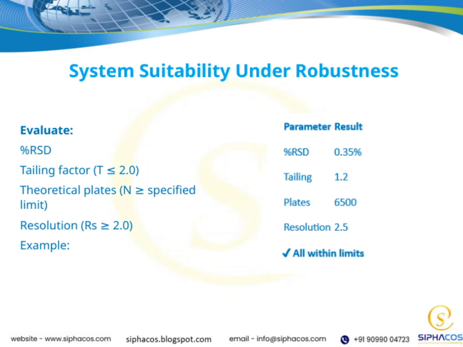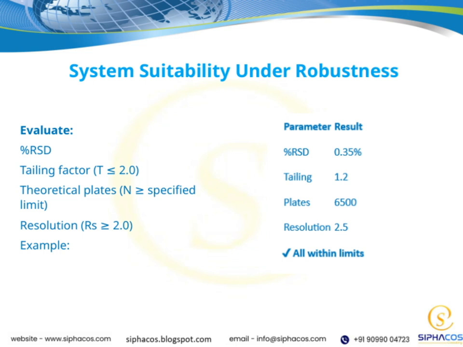Next, we look at the tailing factor, T, which should be less than or equal to 2. This tells us about the symmetry of our peaks. Ideally, they should be symmetrical, not tailing or fronting excessively. Then, we have the theoretical plates N, which give us an idea of the column's efficiency. The value should meet or exceed the specified limit, ensuring our separation is sharp and well-defined.